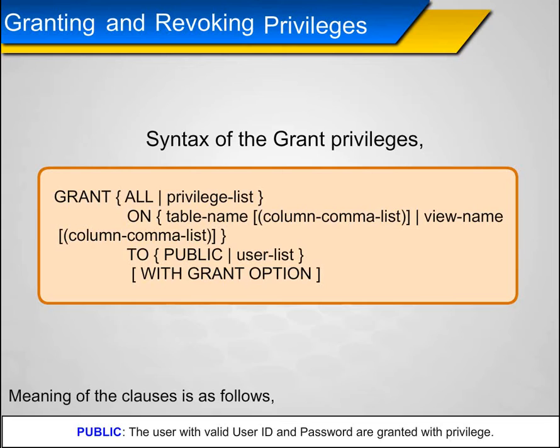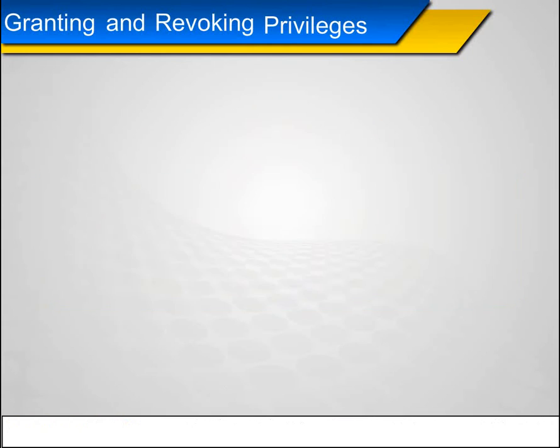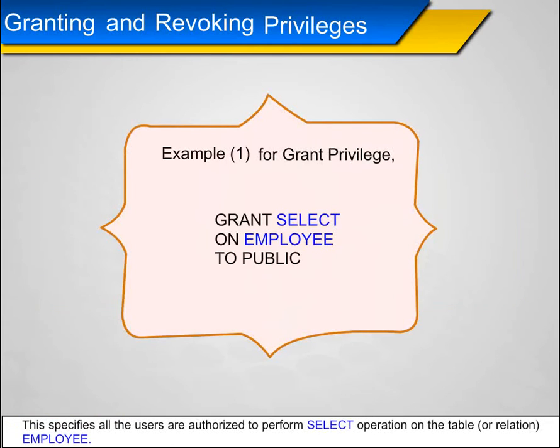Public. The user with valid user ID and password are granted with privilege. User list. The users specified in the list are granted with privilege. With grant option, the user has the authority to grant the privileges that were granted to him or her to another user. Example 1 for grant privilege.